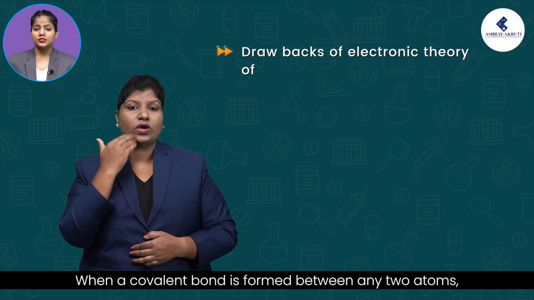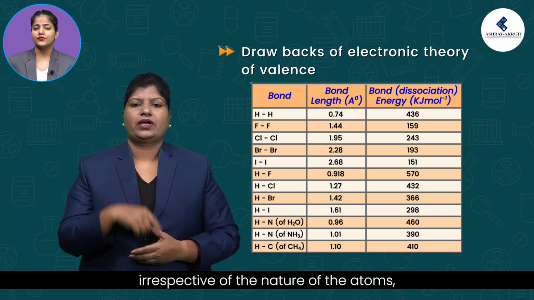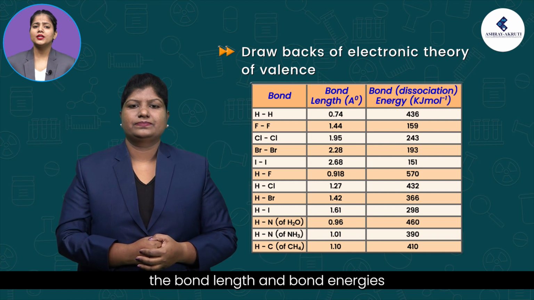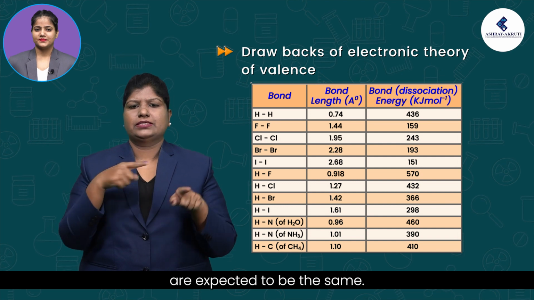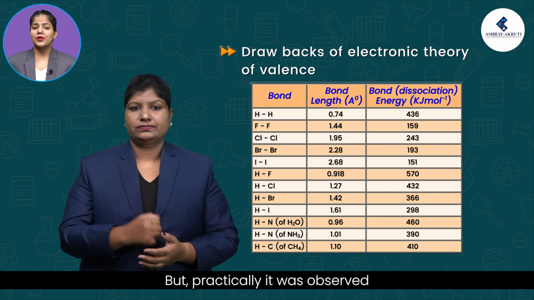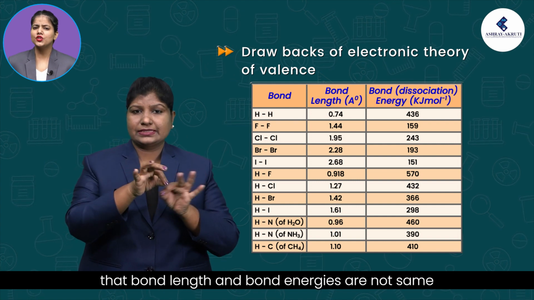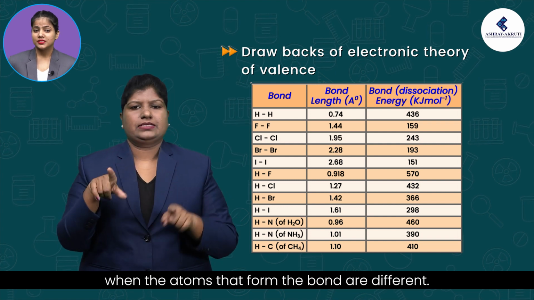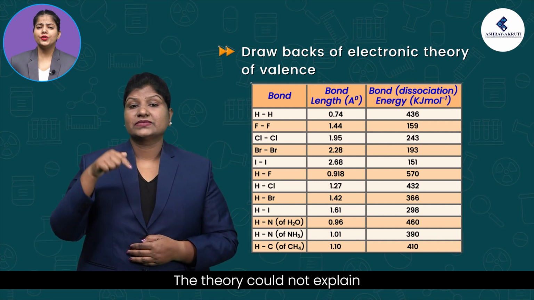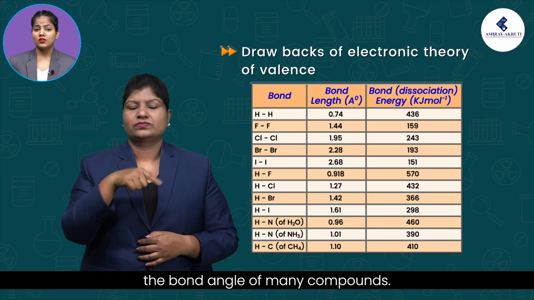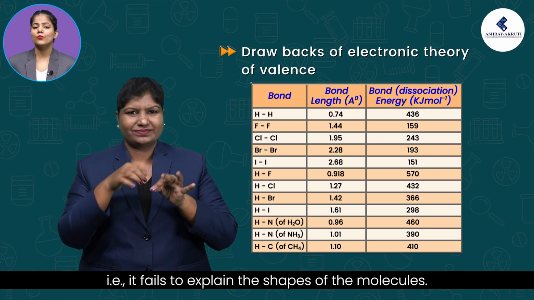When a covalent bond is formed between any two atoms, irrespective of the nature of the atoms, the bond length and bond energies are expected to be the same. But practically, it was observed that bond length and bond energies are not the same when the atoms that form the bond are different. The theory could not explain the bond angle of many compounds. That is, it fails to explain the shapes of the molecules.